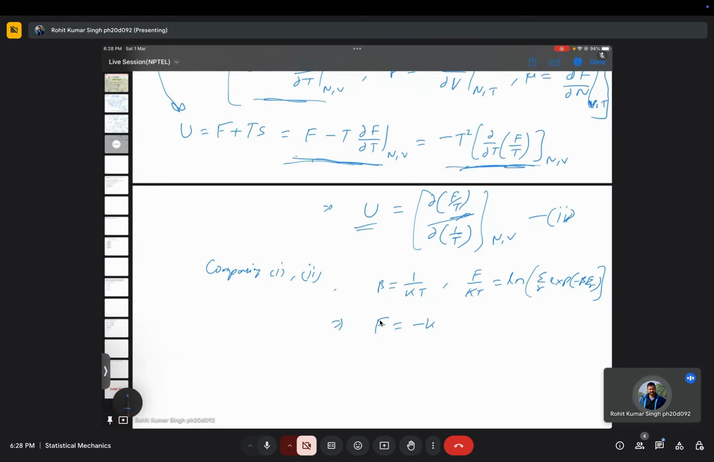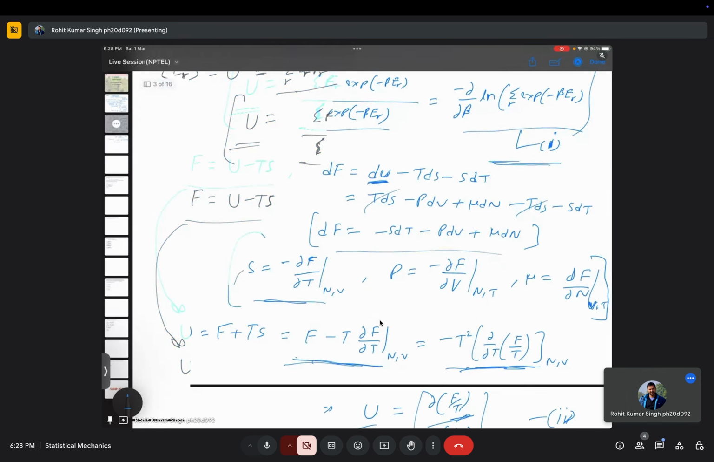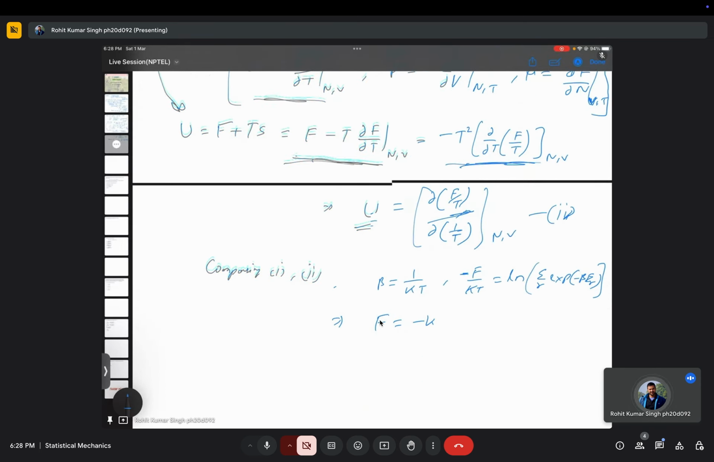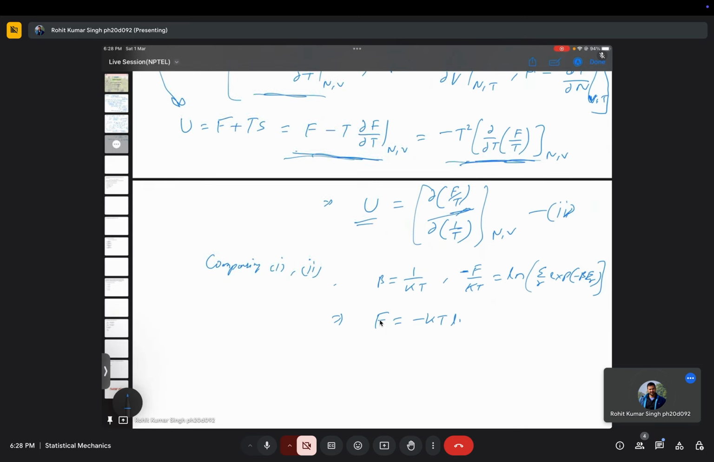Sorry, there will be a minus sign, because here is a minus sign. So F is minus kT ln Q_N(V,T), where this Q_N is this quantity, and this is what we call the partition function.